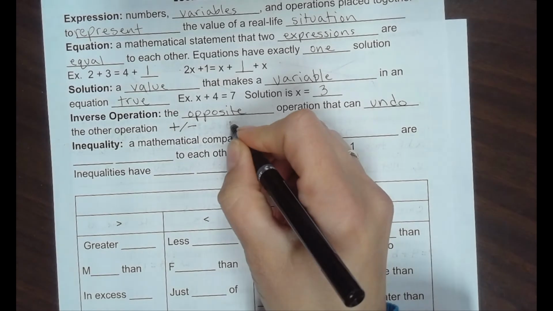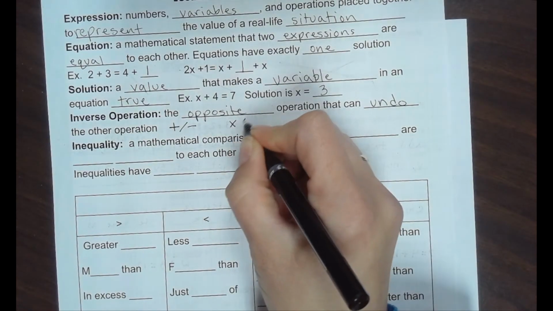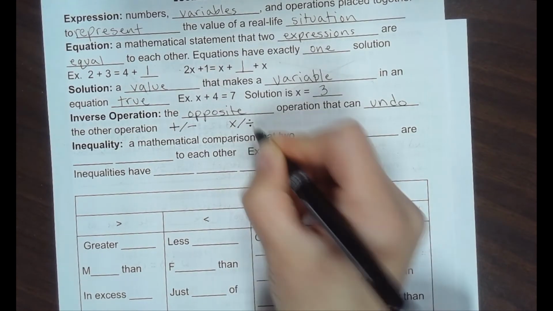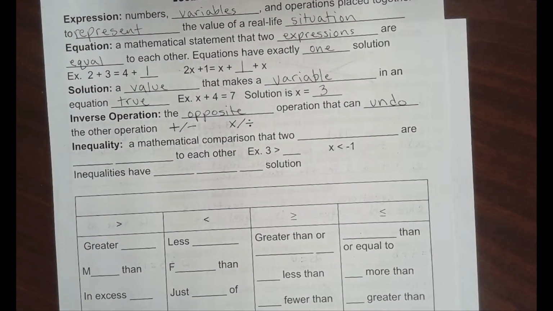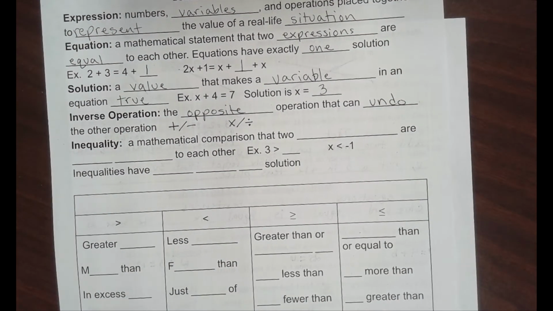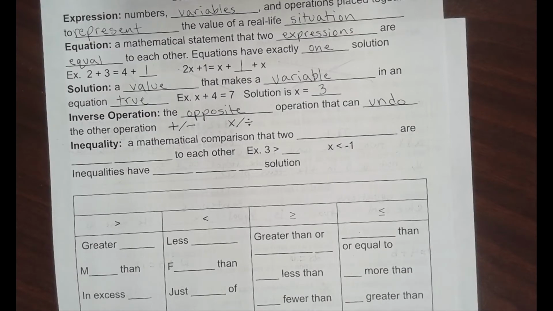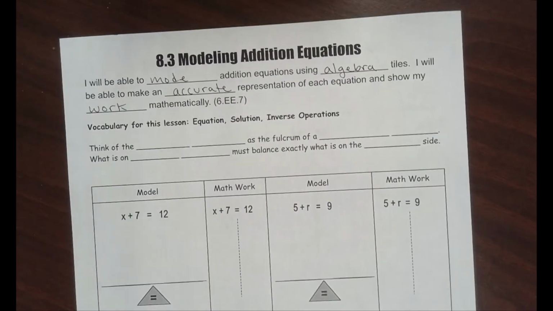Okay, the other ones that we're going to work with are multiply and divide. Multiplying undoes dividing, and dividing undoes multiplication. They're related to each other. Alright, so with that, let's go back here.